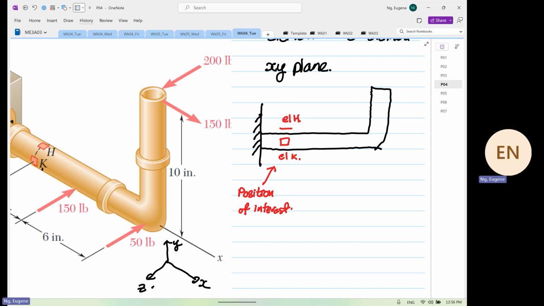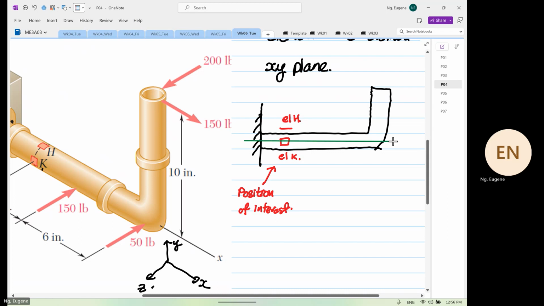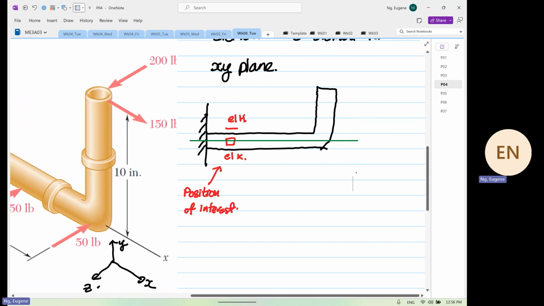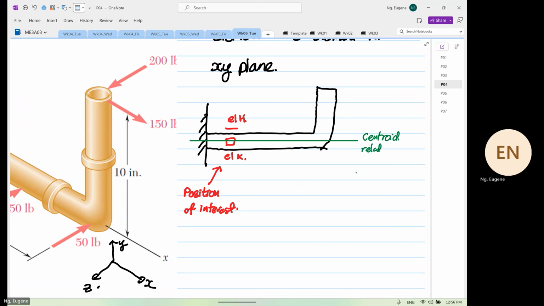At the element, we are going to sketch the centroid. I repeat again, we are going to sketch the centroid. This centroid is relative to the elements. Just a sketch for now.